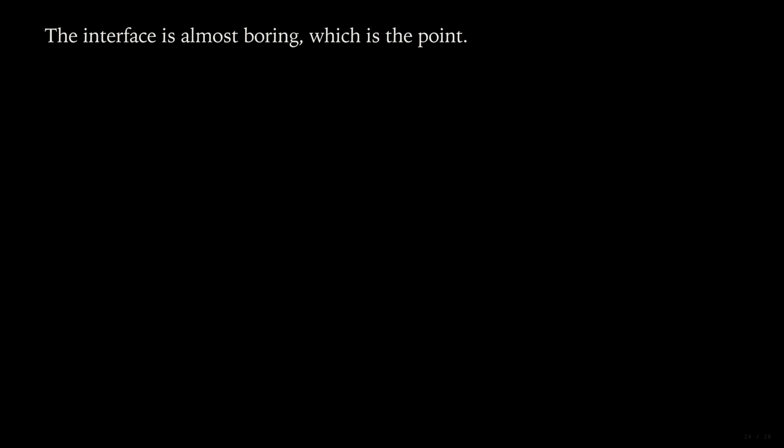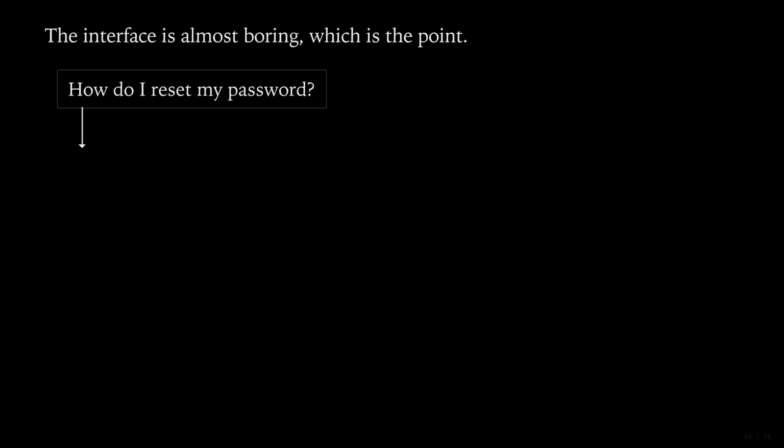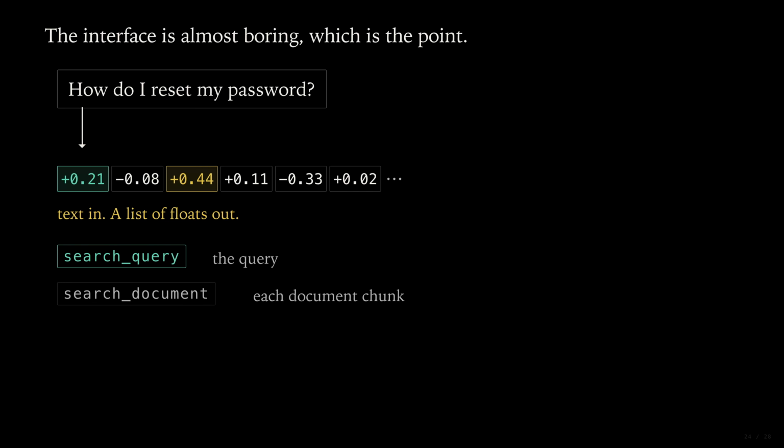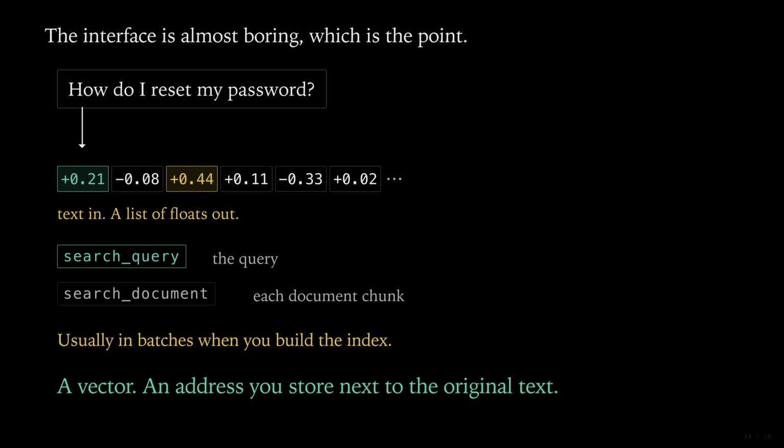The interface is almost boring, which is the point. You send text, you get back a list of floats. You embed the query, then embed your document chunks, usually in batches when you build the index. The exact request format depends on the model. With Nomic, for example, queries and documents use different task prefixes. Miss the prefix and retrieval gets worse. What comes back is still the same basic thing, a vector, an address you store next to the original text.